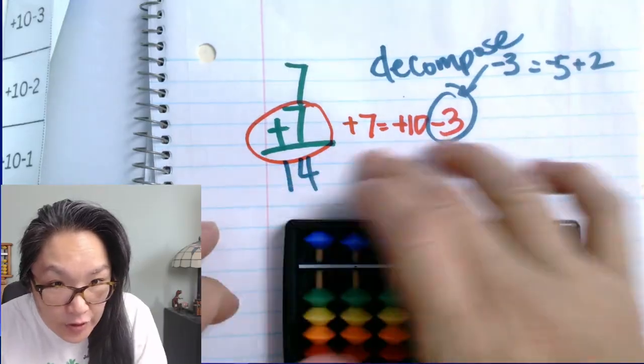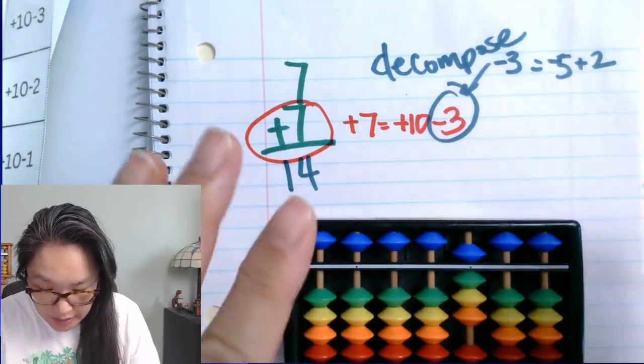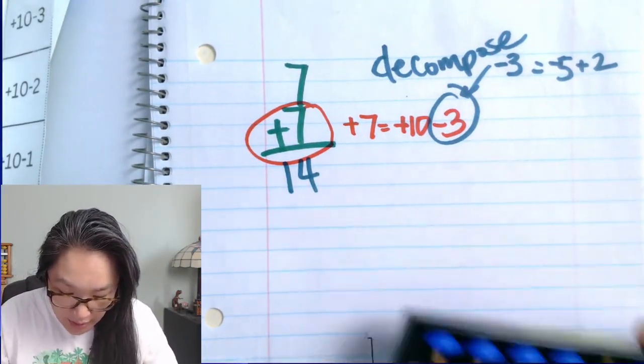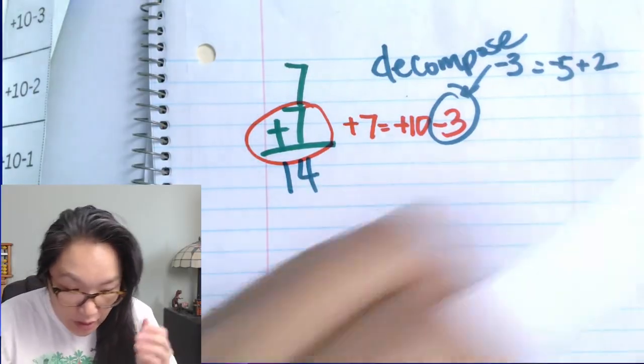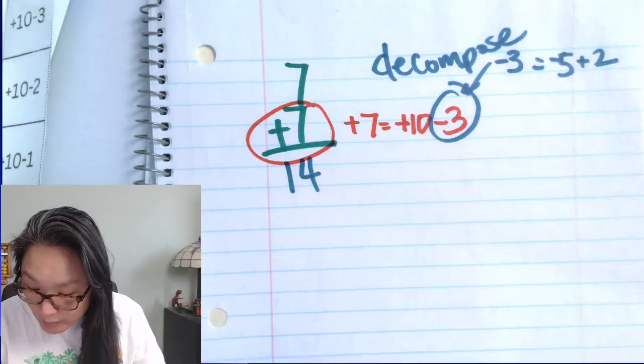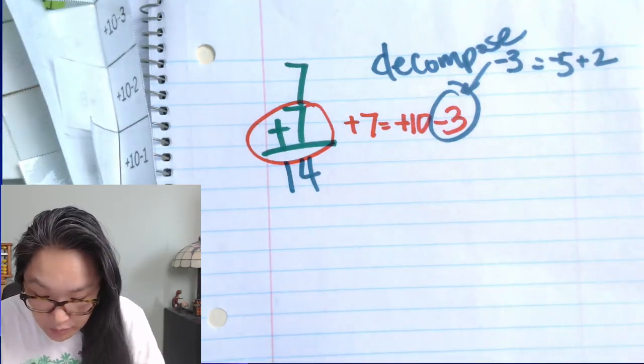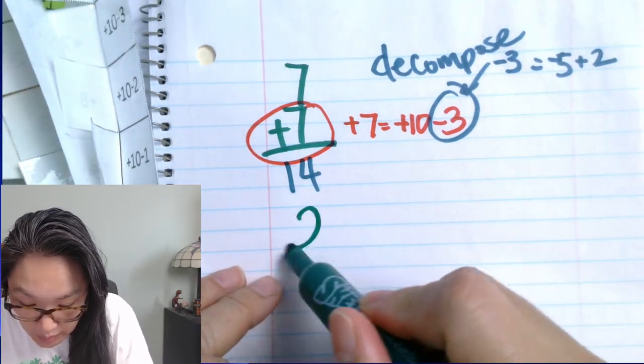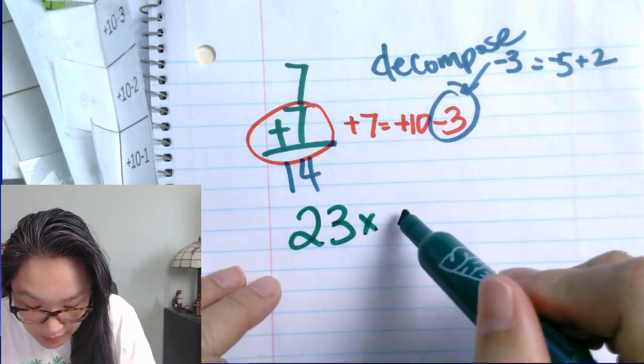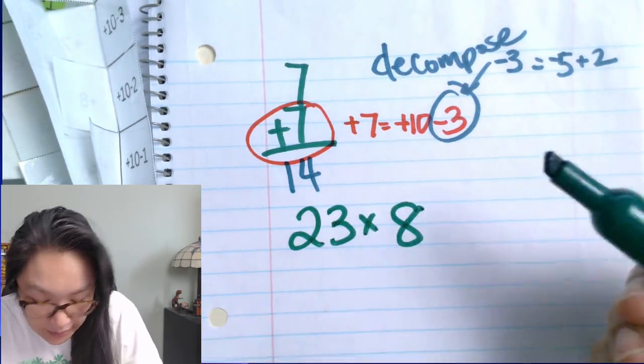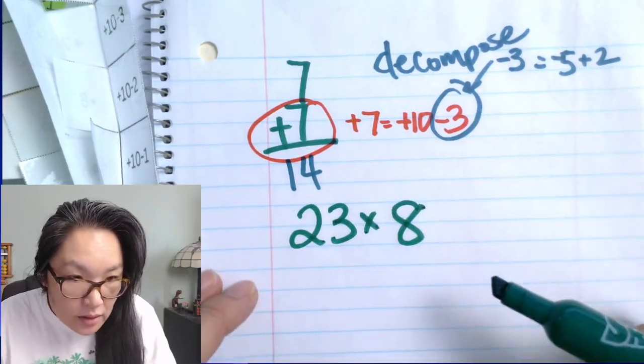Now, after they know how to do this, Sydney, I'm just letting you know, this would be later down the line. After they know how to do this, then we can go into adding and subtracting, multiplication, division. The first thing we would do would probably be 23 times 8. I don't know. This is just a question, right?